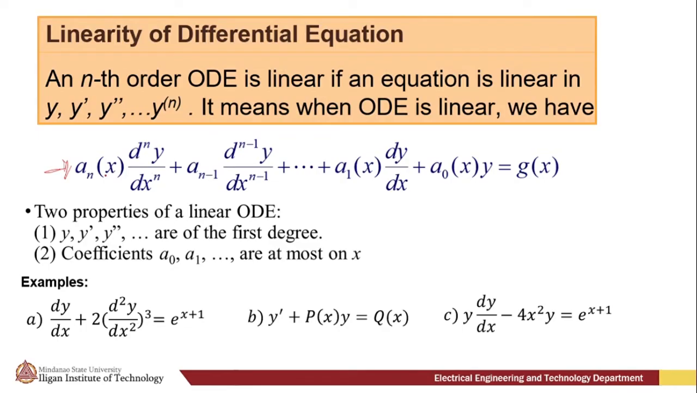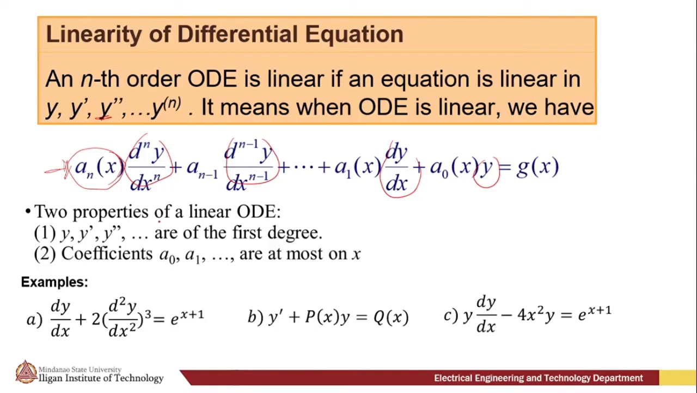It will only be linear if the coefficient of a derivative is purely a function of our independent variable. Then our dependent variable must all be in a linear or first degree. They should all be on first degree because y is our dependent variable.